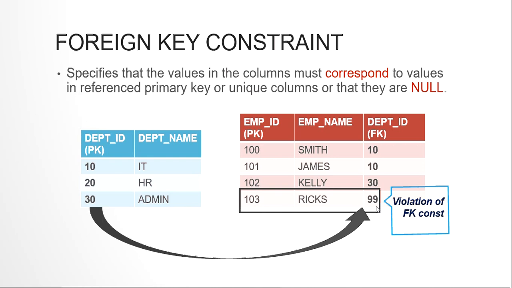You cannot insert any junk values. You cannot say I am from department ID 99, right? There is no department ID 99 present in this departments table. So this is a violation of foreign key and that won't be allowed. Only those data that are present in our master table would be allowed. So this is the whole concept of foreign key. I'll just explain this with an example.